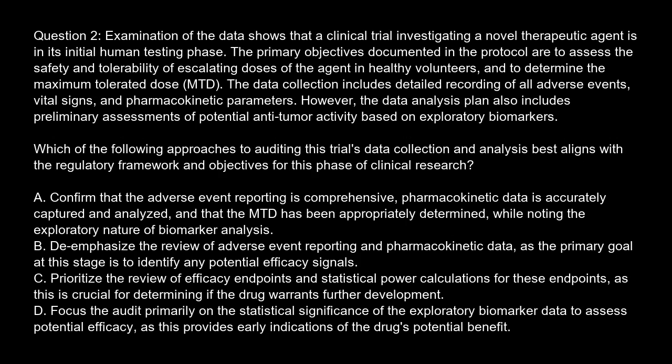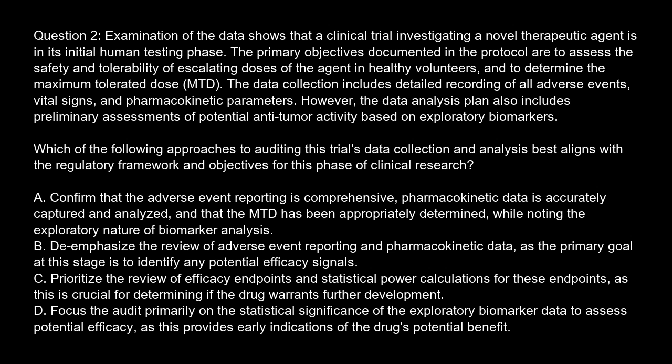Examination of the data shows that a clinical trial investigating a novel therapeutic agent is in its initial human testing phase. The primary objectives documented in the protocol are to assess the safety and tolerability of escalating doses of the agent in healthy volunteers and to determine the maximum tolerated dose, MTD. The data collection includes detailed recording of all adverse events, vital signs, and pharmacokinetic parameters.